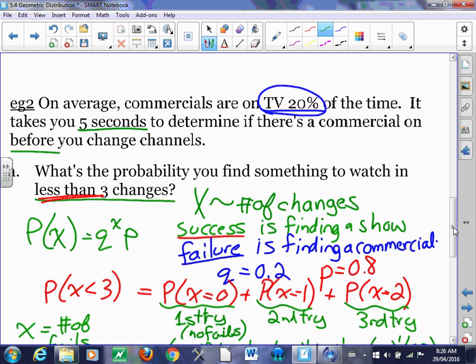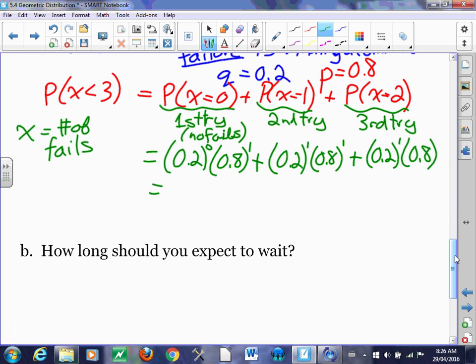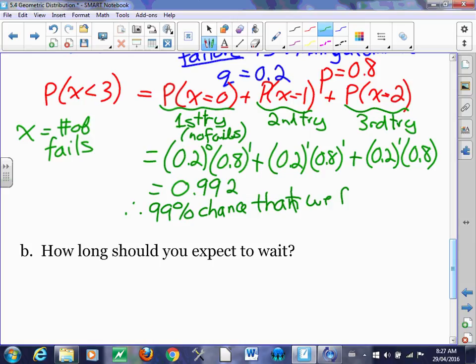You can actually do it all together. I'm sorry, my finger slipped there. So plug it in and you get 0.992. So what does that mean? That means, therefore, there is a 99% chance that we find a show in less than 3 changes.